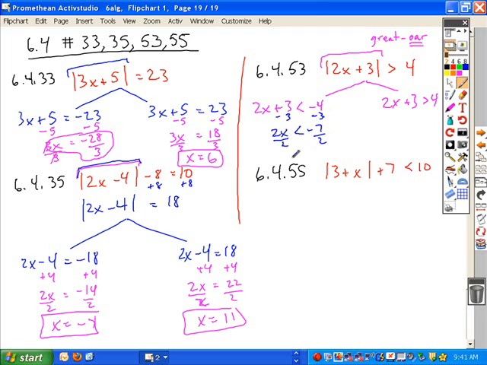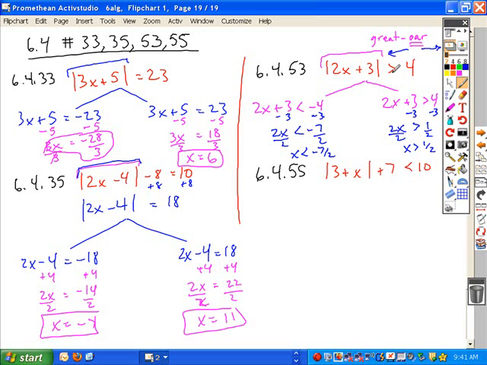Divide by 2. So we get x is less than negative 7/2. On the right side, subtract a 3 from both sides, leaving you with 2x is greater than 1. Divide by 2. You get x is greater than 1/2. Now, we're expecting our graph to look like this, to be split.